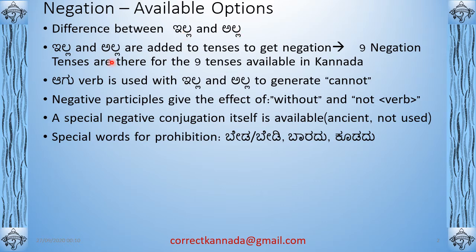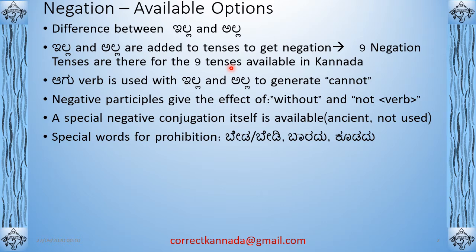Okay. Then second is illa and alla are added to tenses to get negation. So in Kannada, how it works is negation itself is a tense. Okay, so we know that there are a total of 9 tenses in Kannada. For each of these tenses, there is a corresponding negation, right? So you have 9 negation tenses, right? And the negation tense does not change with person, number, and gender.